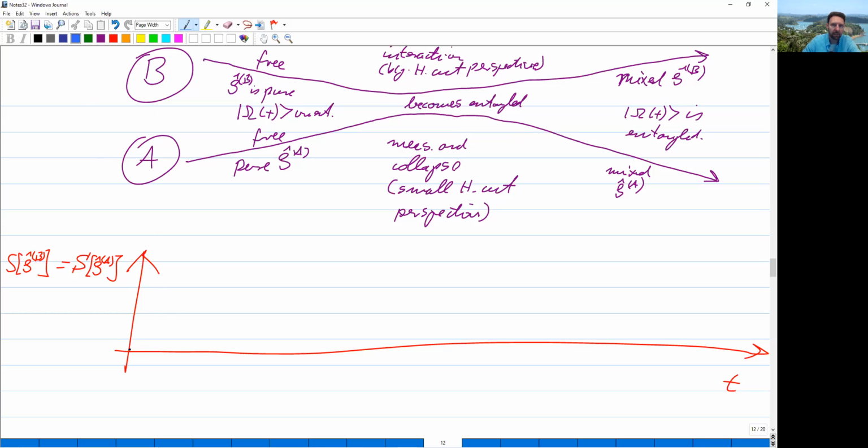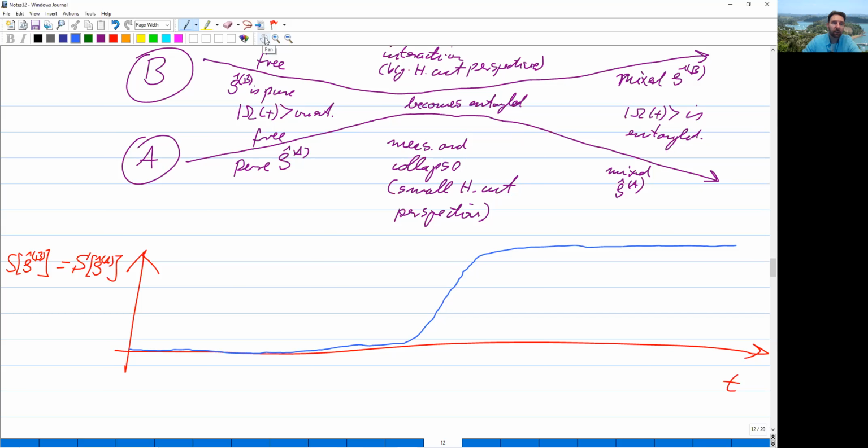It goes like this until the interaction kicks in. And as the interaction kicks in, the entanglement entropy increases, and then the entanglement entropy plateaus out as the interaction ceases, and the two subsystems are again no longer in contact with each other, for example, because they are sufficiently far apart from each other.